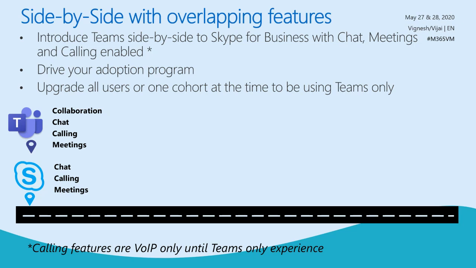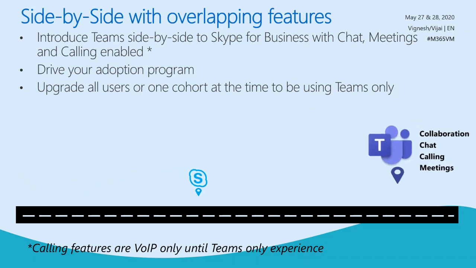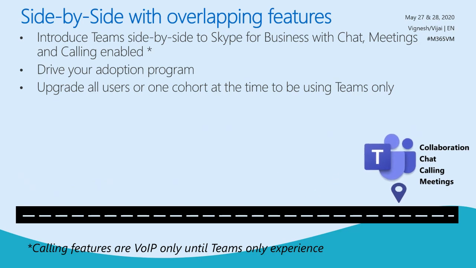Okay, and again, when you're going with this particular approach, which means overlapping features side by side, you can either upgrade all the users at once to Teams only, or also you can do cohorts. So this is how it is going to happen. We first start with side by side, then the end goal is the Teams only mode.